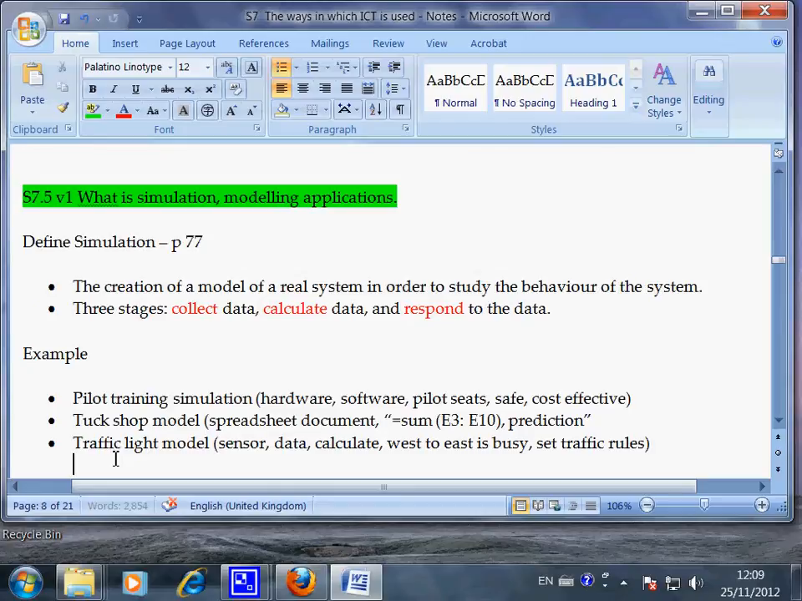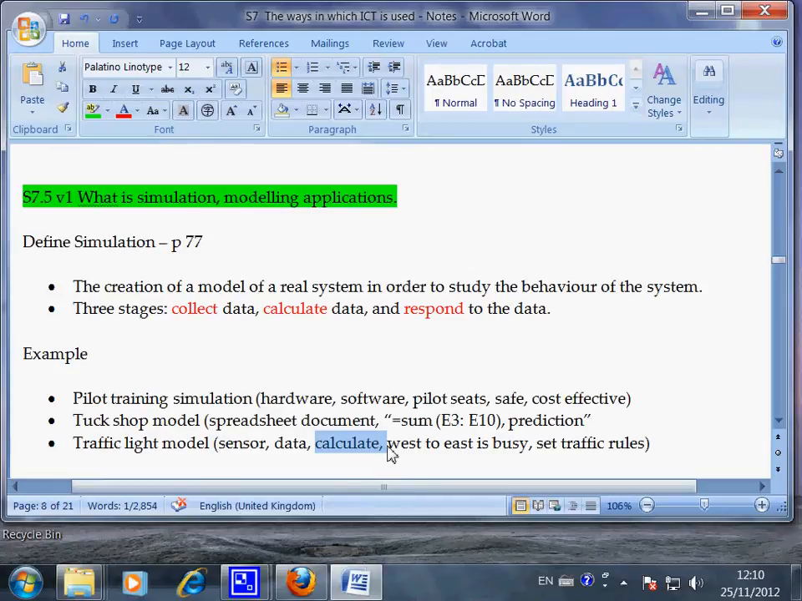And then the next example is the traffic light model. Now sometimes in the city, you will see some rubber tubes put across the road. And every time a car goes, it will run over the tube, and that is the sensor. And this information will be collected as analog data, and it will then be translated into a digital signal for computers. And then this data will be put into the computer system in digital format, and the computer will calculate.